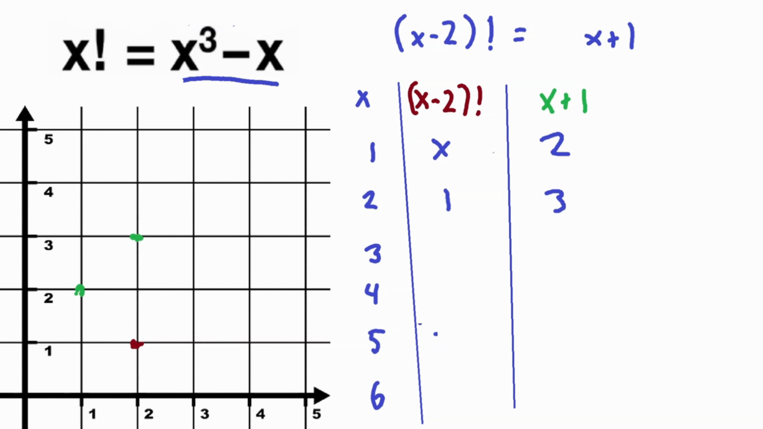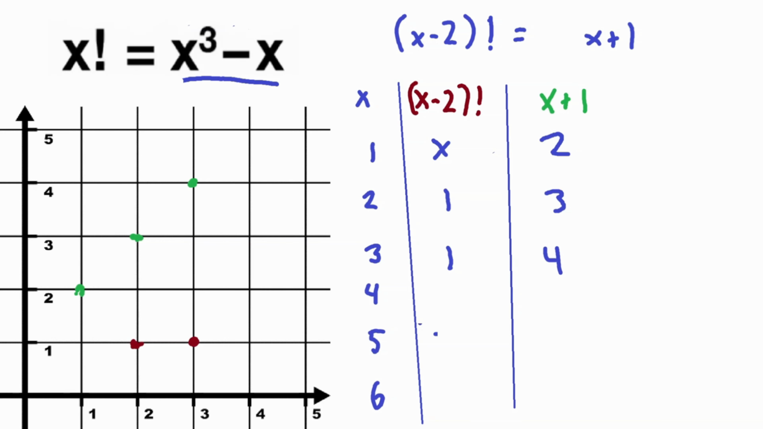All right, and now for x is equal to 3, when we plug 3 into the red equation, we get 3 minus 2 is equal to 1. 1 factorial is simply 1. And then plugging in 3 for the green equation, 3 plus 1 is equal to 4. So now we have x equals 3, y is equal to 1 for the red equation. Then for the green equation, we have x is equal to 3, y is equal to 4.